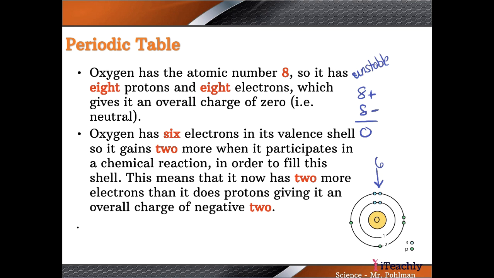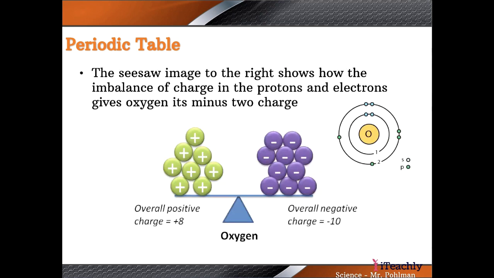So those 6 outer electrons, you need to gain 2 more. We need to add an electron here. We need to add an electron here. Well, if we add 2 electrons, we now have 10 electrons. That means that this thing has become more negative by 2. Okay? You've added 2 negatives, added 2 negatives. I hope that makes sense.